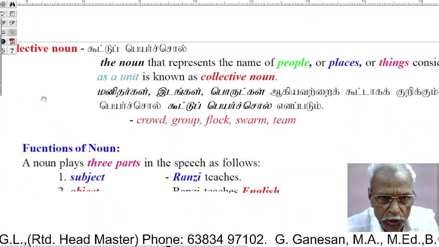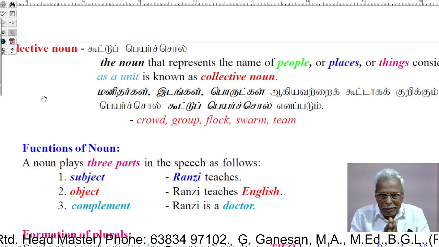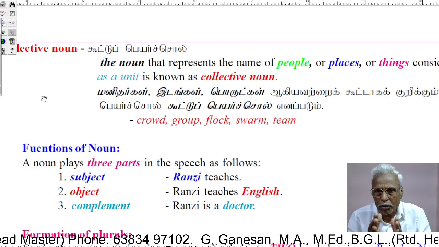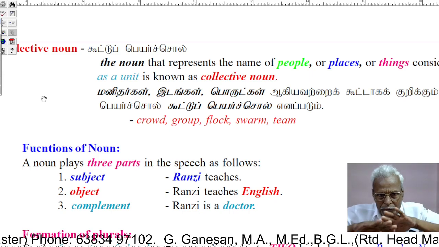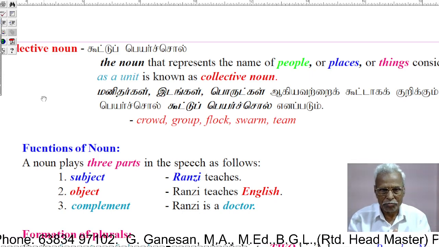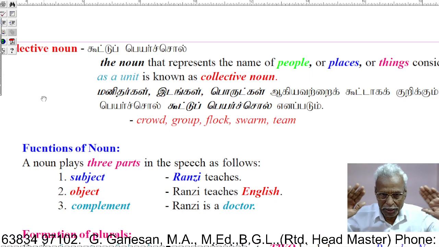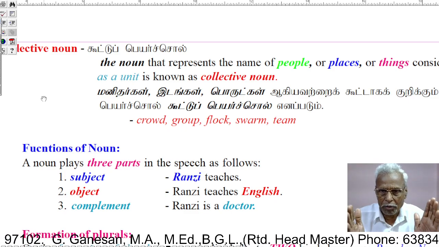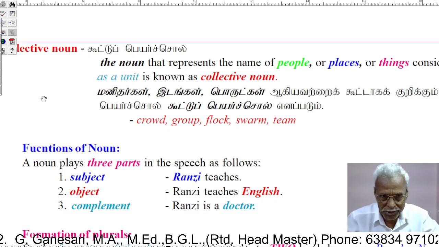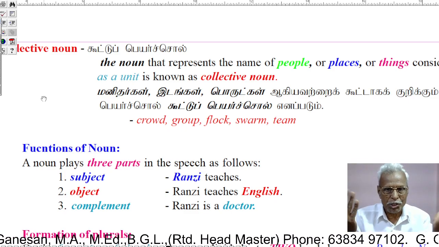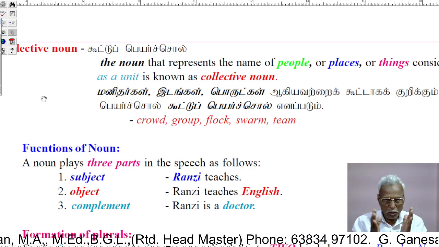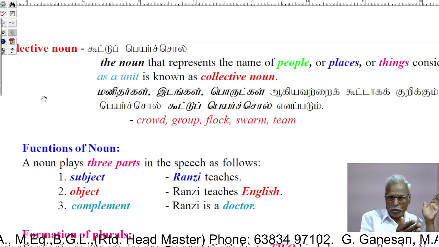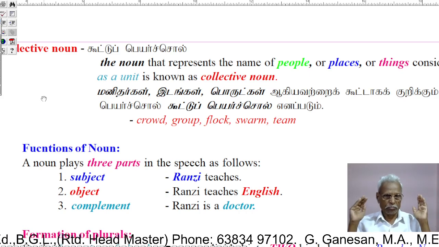Then what is a collective noun? The noun that represents the name of people or place or things considered as a unit is known as a collective noun. Example, crowd. Crowd means more than one thing, more than one person. That is a crowd.